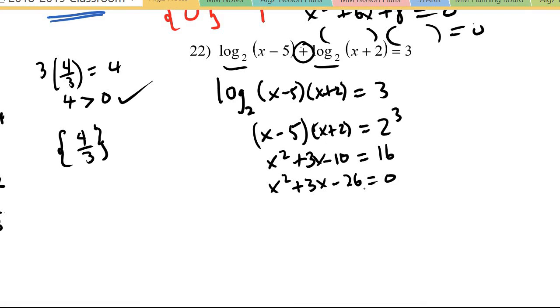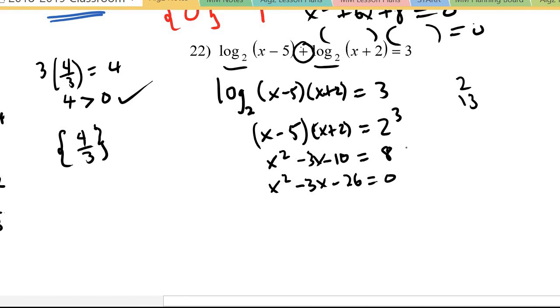So you can do 13 and 2. It seems to me that this cannot be factored. 2 and 13 does not give me 3. So this doesn't appear to be factorable. Let's just check one more time. Oh, this is minus. This is minus. And then this is minus 3x. And 2 to the power of 3 is 8. Sorry, I'm tired.